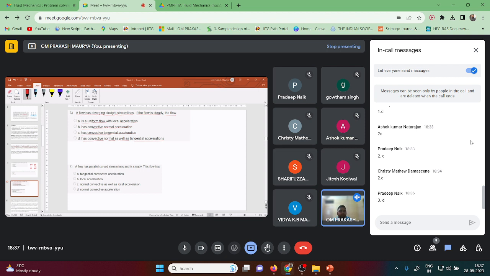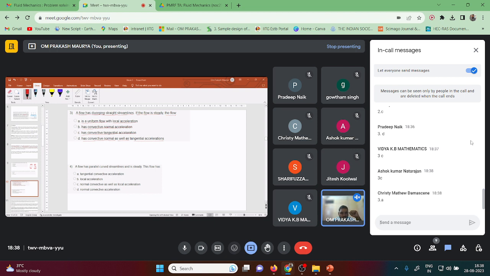Please everyone write the answer, whatever you are getting. Pradeep is telling option number D is correct. Whether option D is correct or not, whatever you are getting, just write it. It may be correct, it may be wrong. With that approach you can easily solve the questions, because here you are not getting any marks for it. So at least participate with whatever you are understanding.